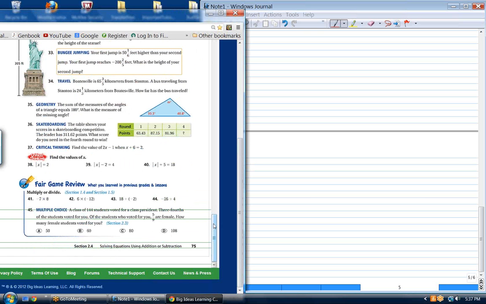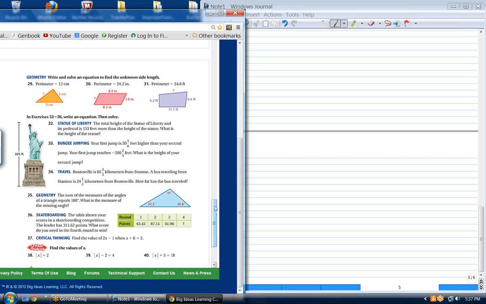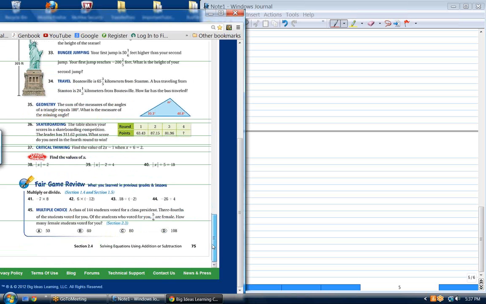Your first jump is 50 and 1/6 feet higher than your second jump. Your first jump reaches negative 200 2/5 feet. What is the height of your second jump?